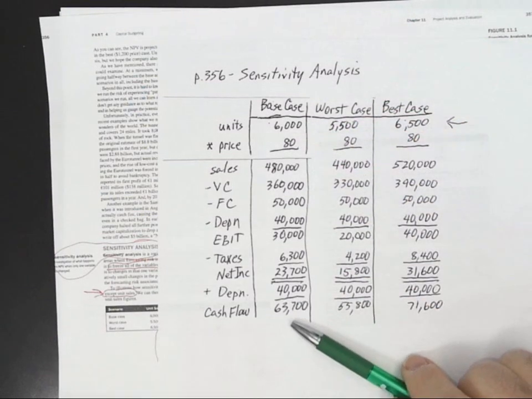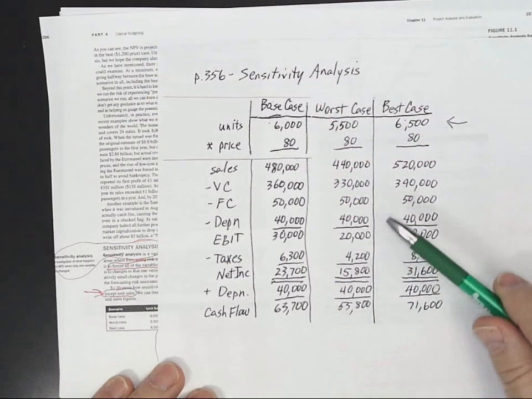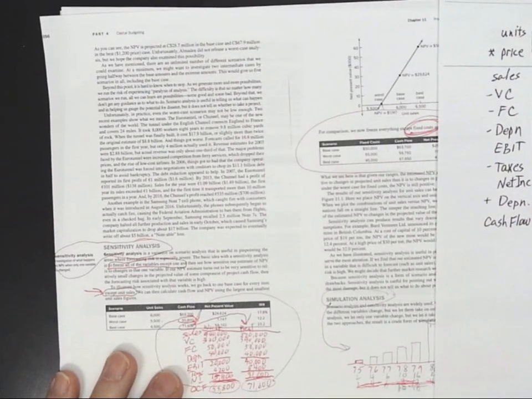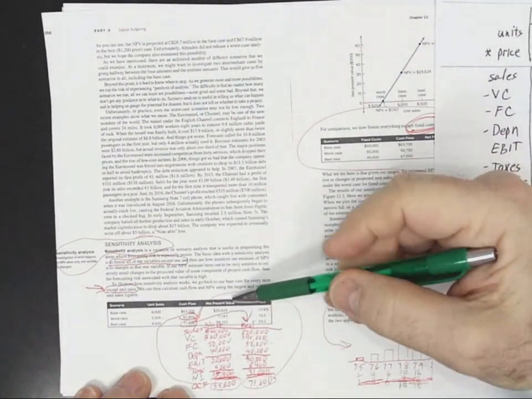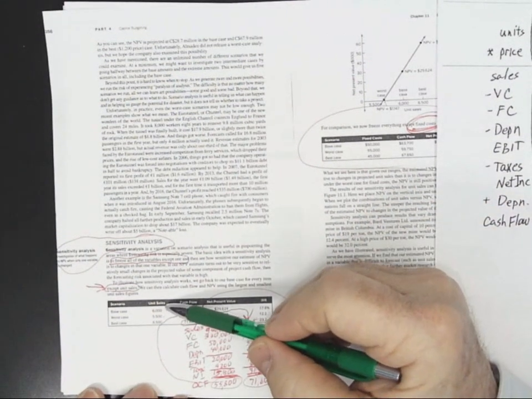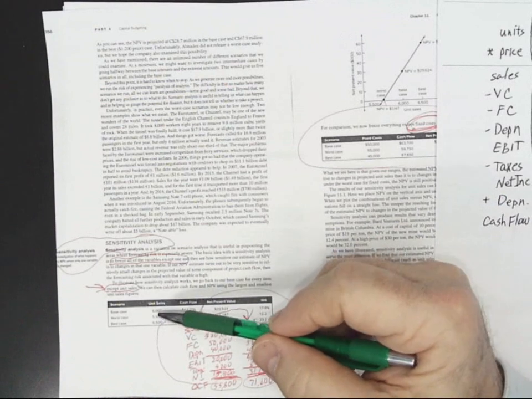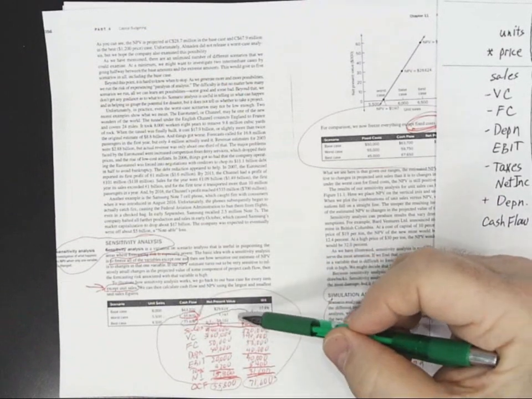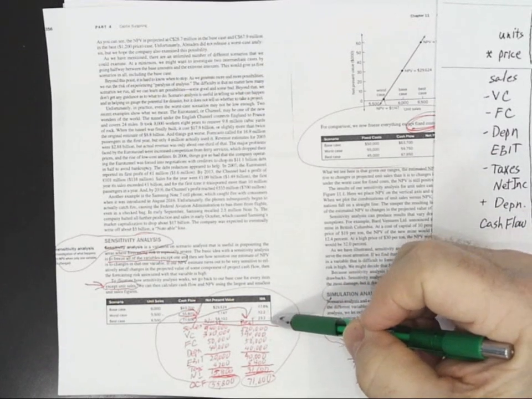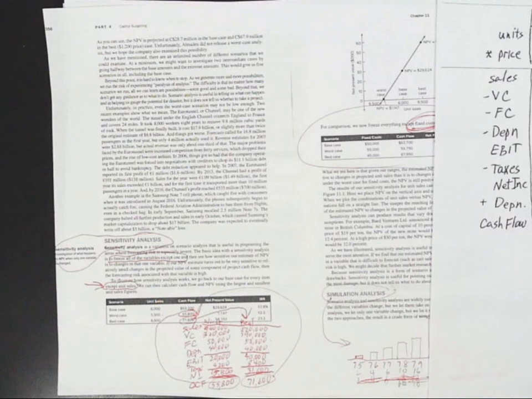And our base case gives us the same cash flow as we had before, $63,700. Our worst case, $55,800, and our best case, $71,600. And so what it shows here is that in each one of the cases we actually have a positive NPV. So even if our unit sales is at the worst projection, it still gives us a positive NPV. And at the best case, it's more positive. So that would make us more comfortable with our estimates of our units of sales.